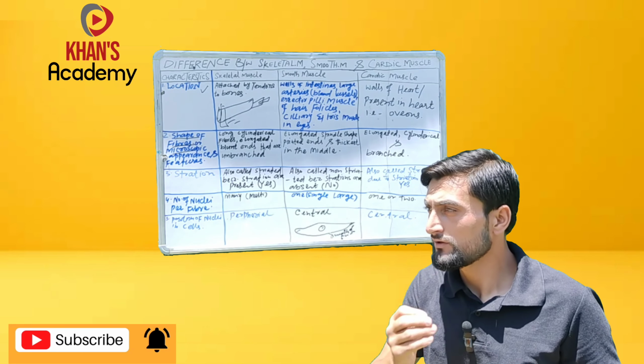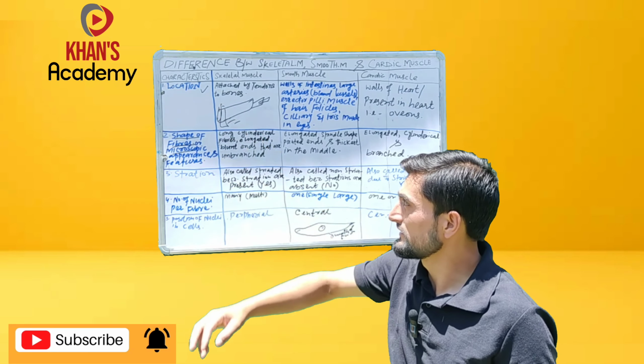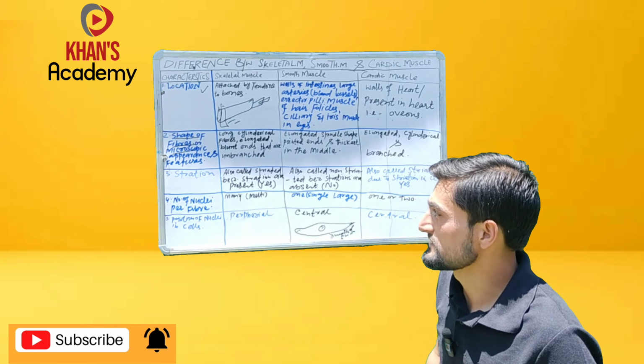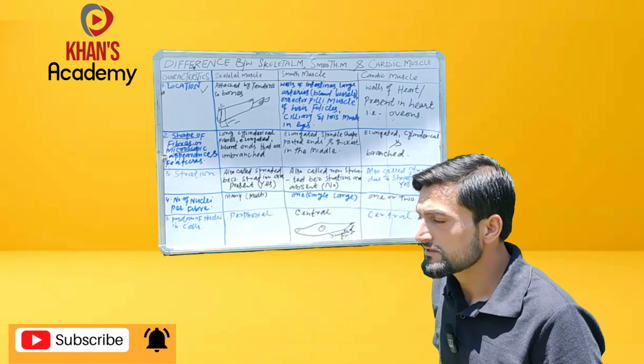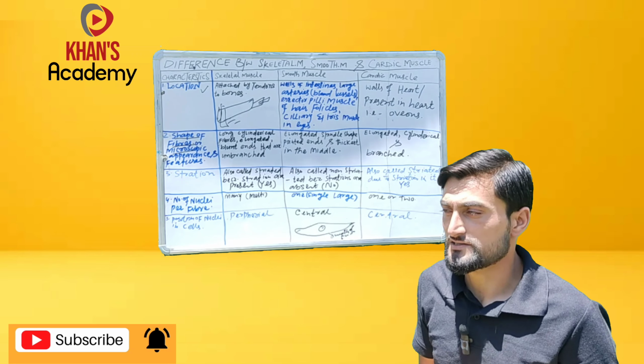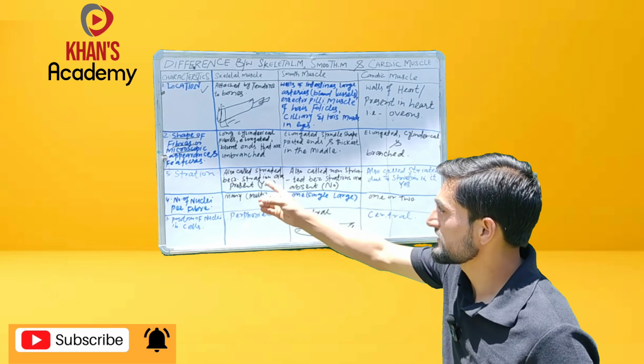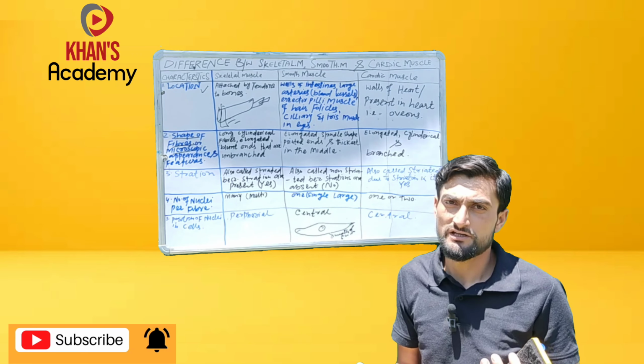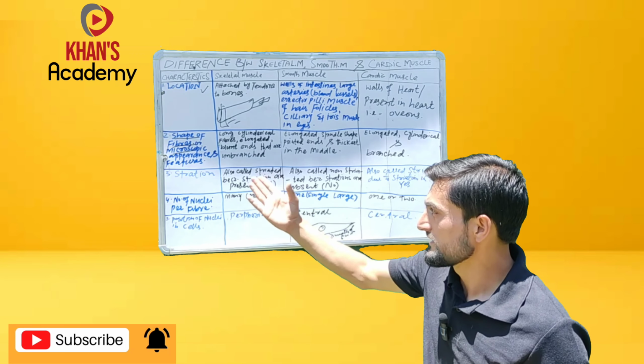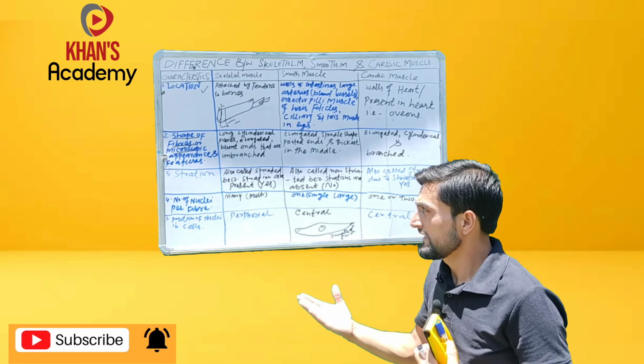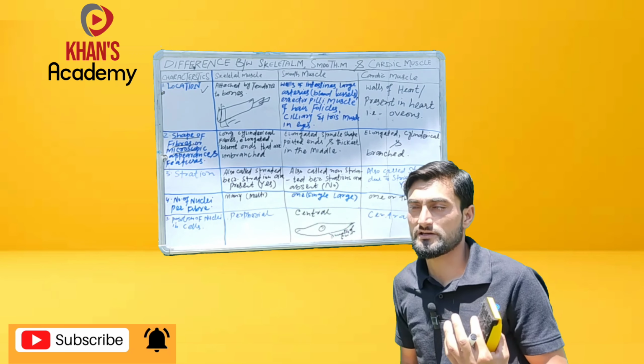Thirdly, we have the striations in the list of the characteristic features of these muscles. Skeletal muscle is also called striated muscle. Why is it called striated muscle? Because striations are present in them. That is why it is called the striated muscle.